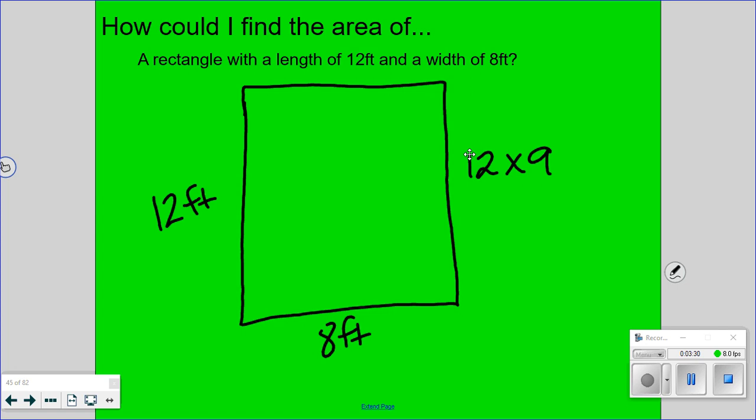I'm not good at my 12s or my 8s off the top of my head, please. I'm going to chop one of these up, so I've got 2 smaller rectangles to work with. Connor, which dimension are you thinking we should chop up? You want to do the 8. Interesting. What do you want to break the 8 into? A 5 and a 3.